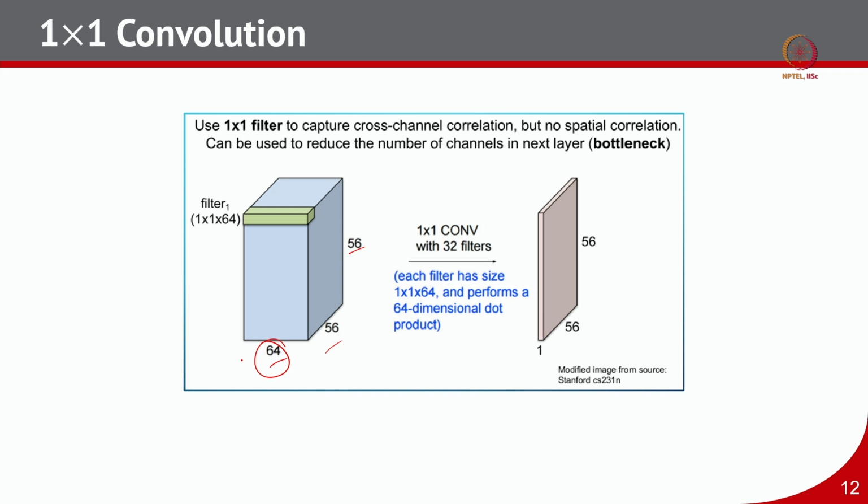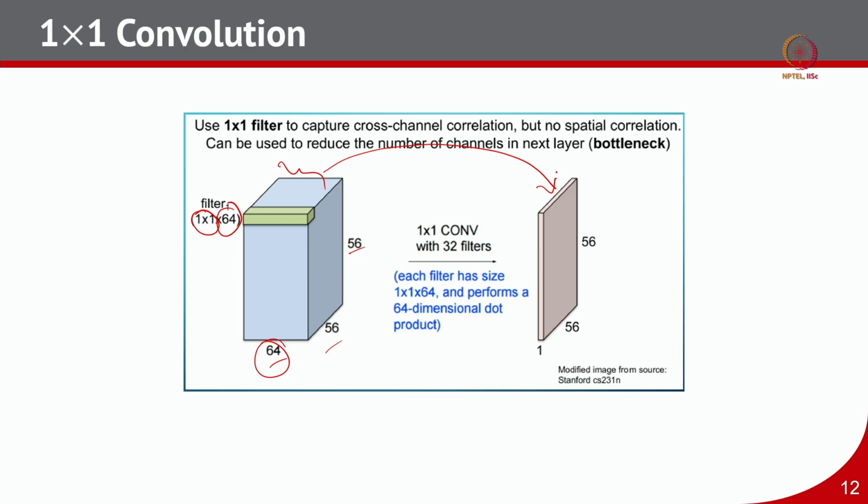Now, in 1 by 1 convolution, the kernel size is just 1 by 1. That is what you can see, and since we have 64 channels in the image, we have 64 channels in the filter also, right. Now, what will happen if we convolve this 56 by 56 by 64 image with 1 by 1 by 64? All the channels will be collapsed into one channel, right.